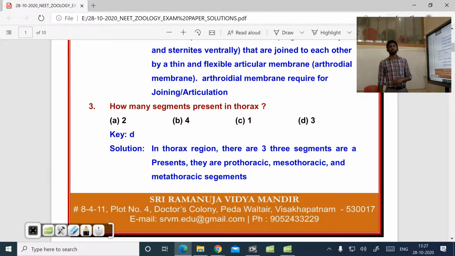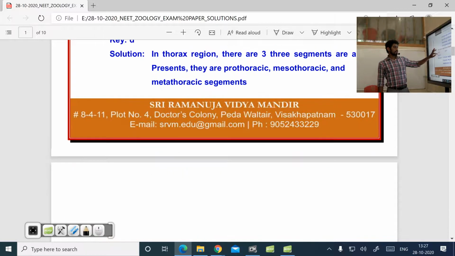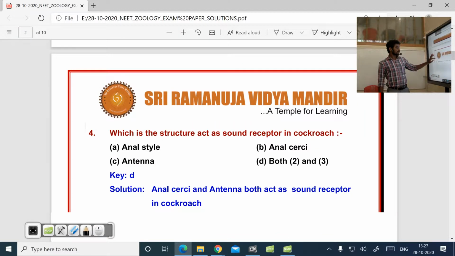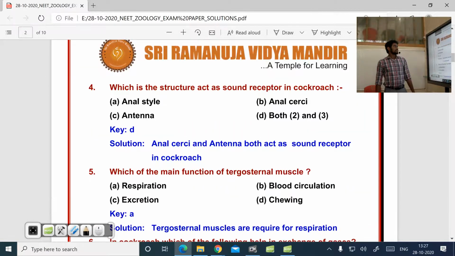Prothorax, mesothorax, metathorax, right, student? So the second A option, B option, C option is the incorrect one, right? So the next one. The other one you can see, fourth question: what is the structure that acts as a sound receptor in cockroach? They're asking about the sound receptor. So what are that? That is D option, it is the correct answer.